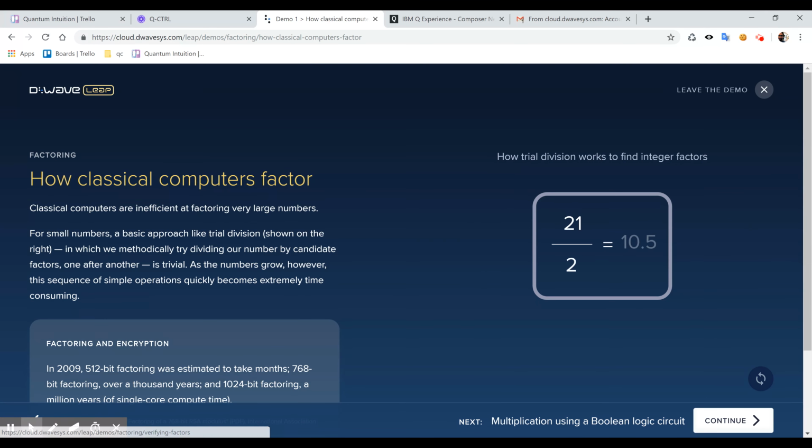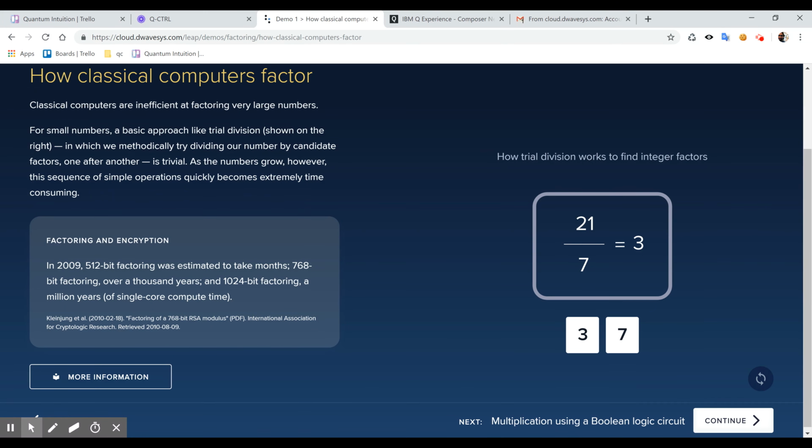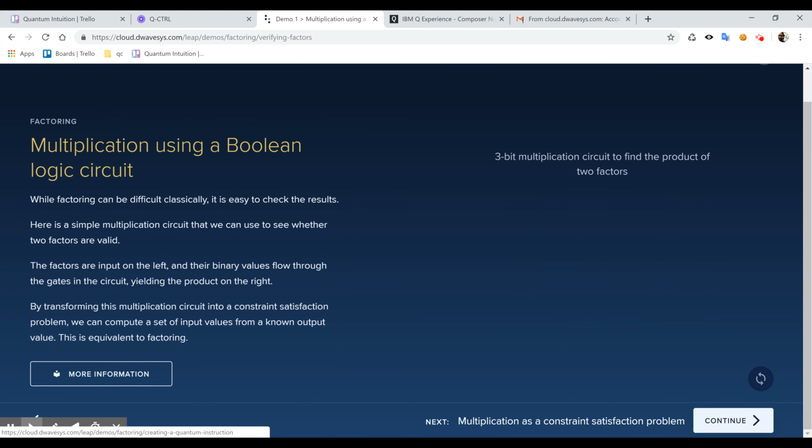Continue. How classical computers factor. Classical computers are inefficient at factoring. For small numbers, a basic approach like trivial division, in which we methodically try dividing our number by candidate factors, is trivial. So it would take months for a 512-bit number, over 1,000 years, and then like a million years for 1,024-bit factoring. So I guess that's the idea why it's used for encryption. Okay, so good. That's a classical way.